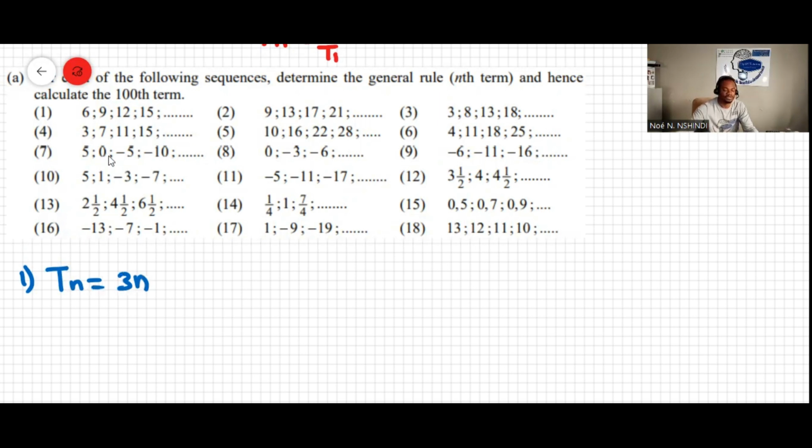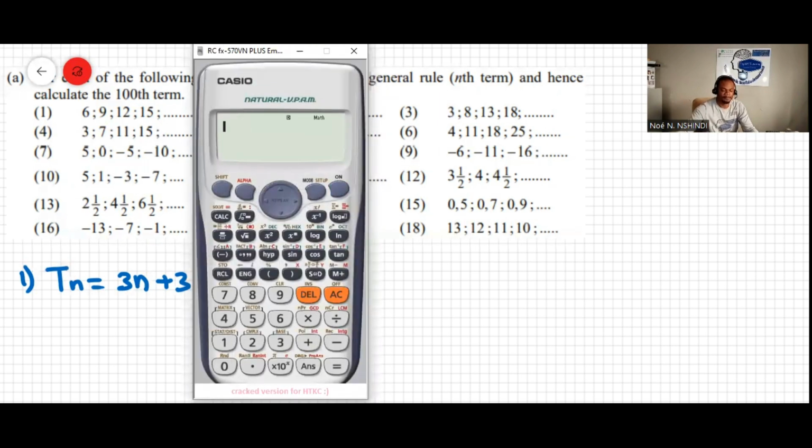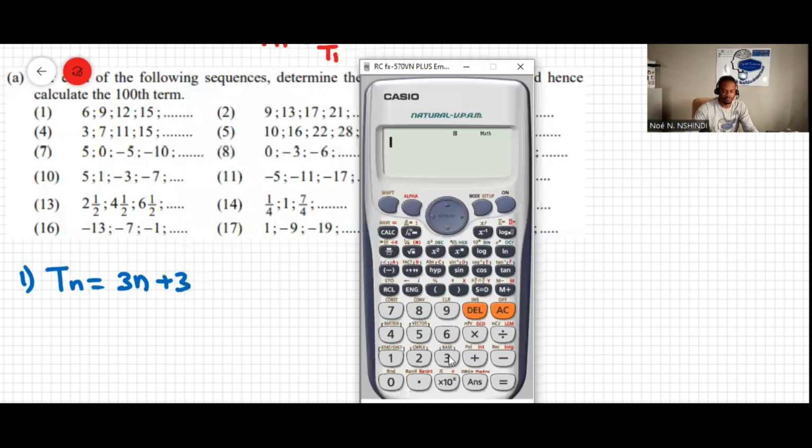Then I said, if I have 3, how can I get 6? It is possible if we add 3. So I'm going to say plus 3. Now, this is actually the formula for this linear pattern. You can check by substituting 1 for n. Let's use a calculator and see. 3 times the bracket, which stands for n, plus 3. I'll sub 1 there for term number 1, and when we hit equal, we get 6.